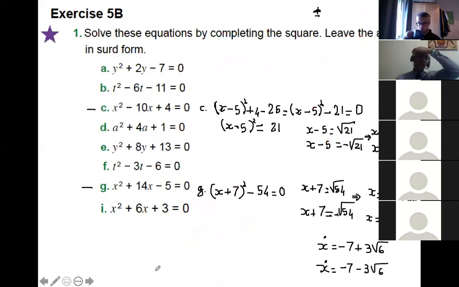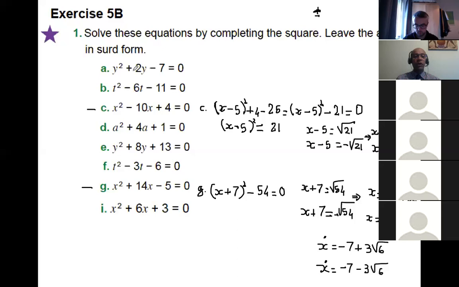The second one we had was to solve equations by completing the square first, and we were told to leave the answer in surd form. So again, very similar to what we've done, but this time, as the example shows here, we've got to solve the equation to find the value for x.